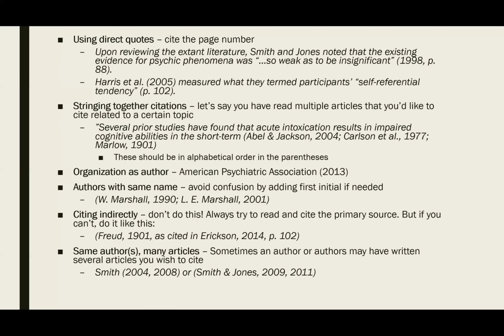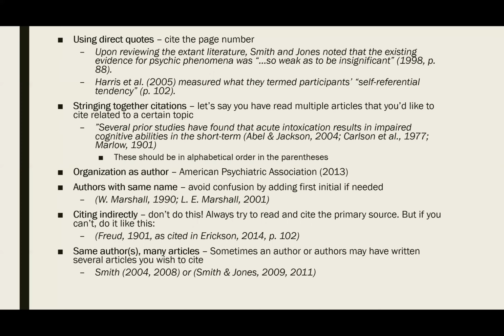I often see undergraduates citing page numbers anytime they use an in-text citation just to be really safe, so it can't be plagiarism. But this is unnecessary and just makes everything clunky. So you only need to use page numbers when you're using direct quotes, and this should be rarely or never, and we'll talk about that later in the tutorial.